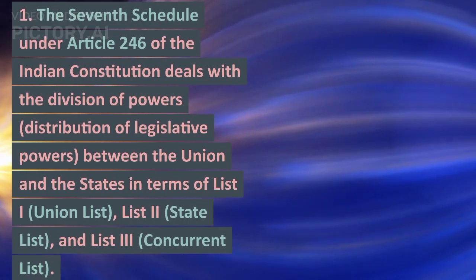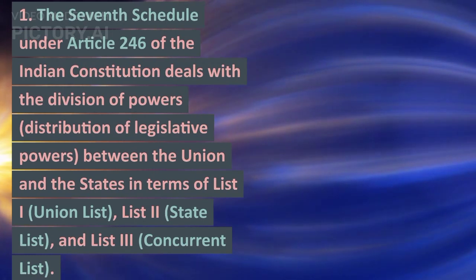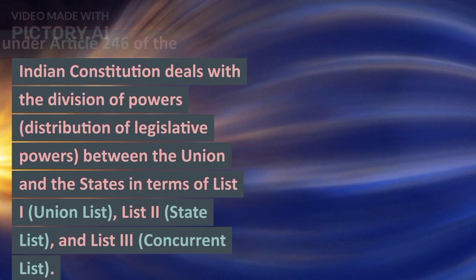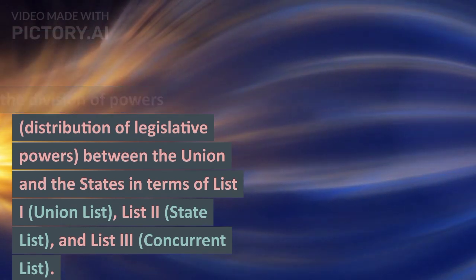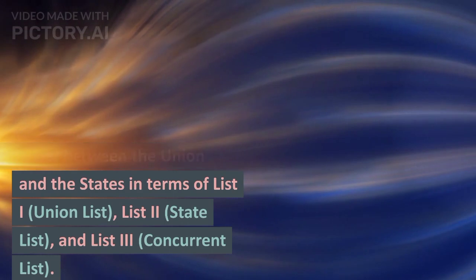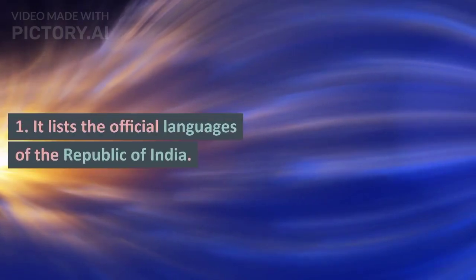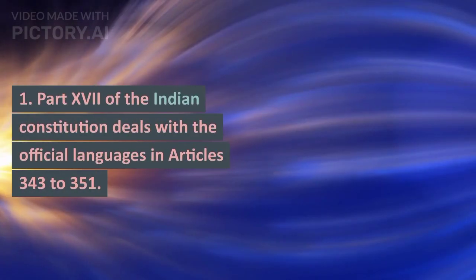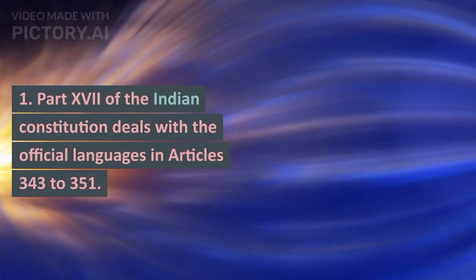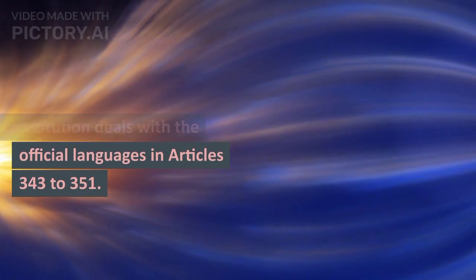Seventh schedule. 1. The seventh schedule under Article 246 of the Indian Constitution deals with the division of powers, distribution of legislative powers, between the Union and the states in terms of List I, Union List, List 2, State List, and List 3, Concurrent List. Eighth schedule. 1. It lists the official languages of the Republic of India. Part 17 of the Indian Constitution deals with the official languages in Articles 343 to 351.